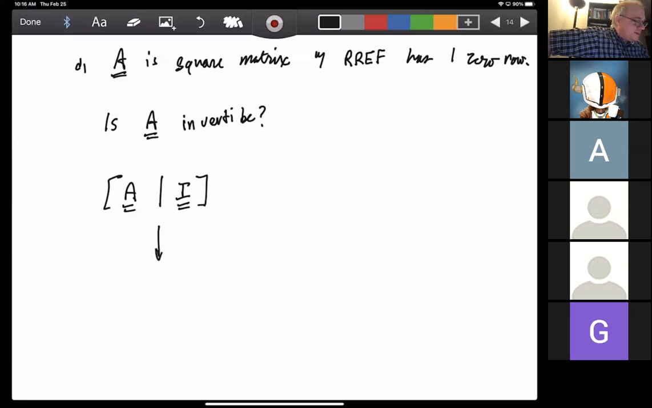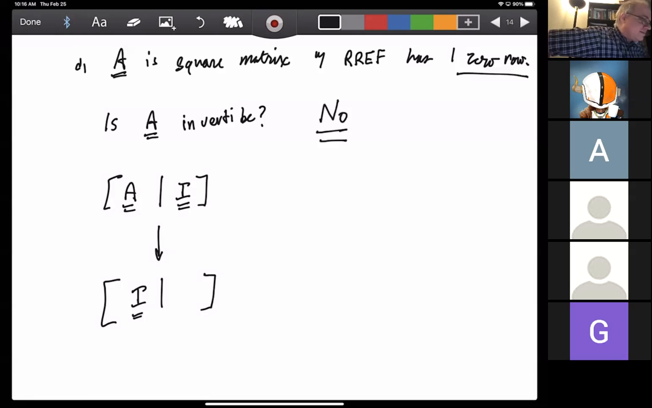So remember our strategy. We have to get to the identity matrix on the left. Does the identity matrix have any rows of all zeros? It doesn't, in fact. So if when we turn our A into its RREF, if we have a 0 row, that means the matrix is not invertible. Okay.